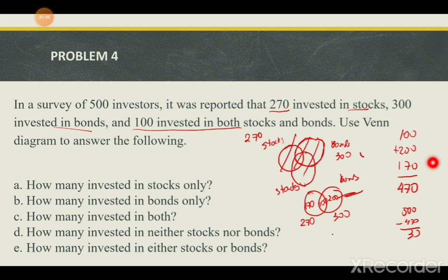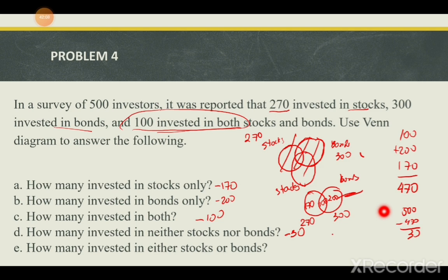So, pag kinuha natin yung answers, how many invested in stocks only? So, sinabi ko na kanina, we have 170 from the diagram. And how many invested in bonds only? We have 200 in the diagram. How many invested in both? So, sinabi na sa problem yan. We have 100. And how many invested in neither stocks nor bond? So, we have neither. Tama? We have 30.